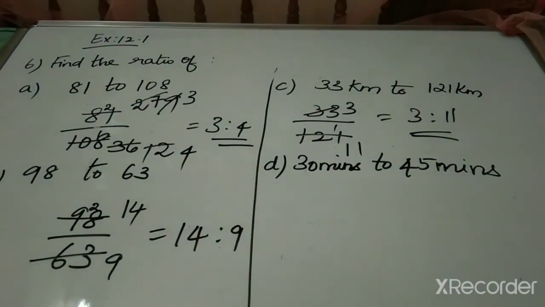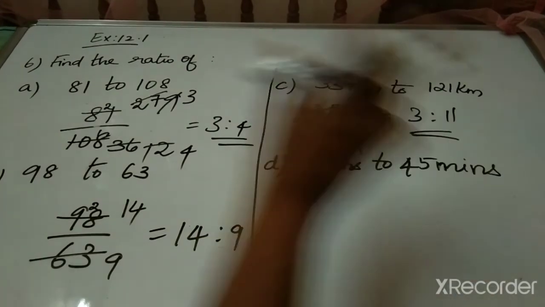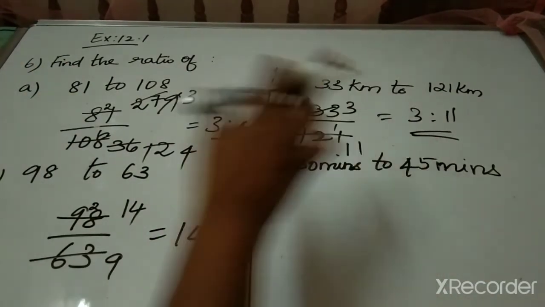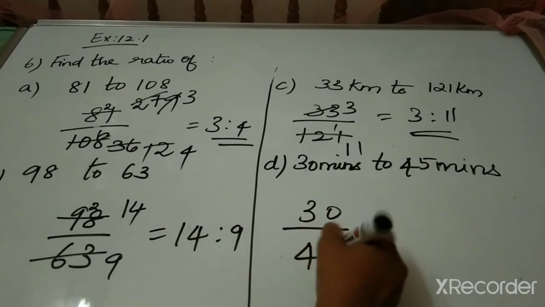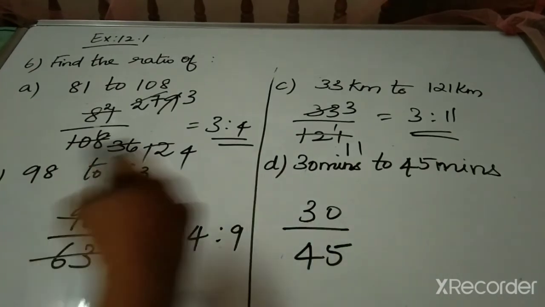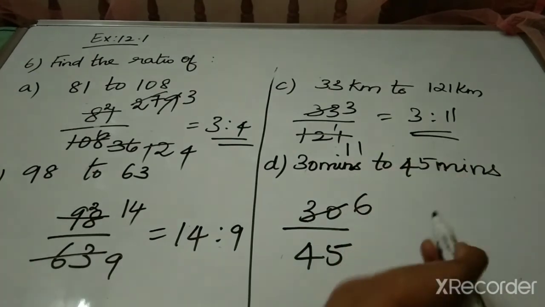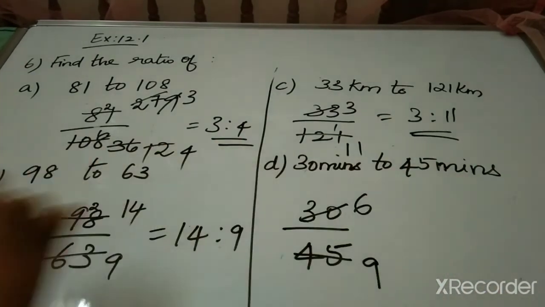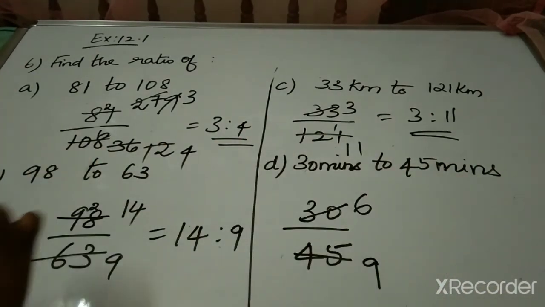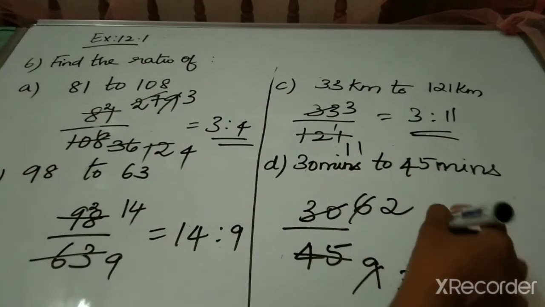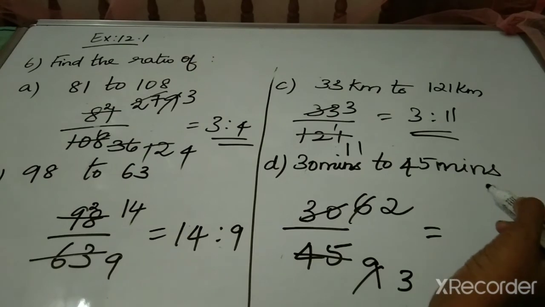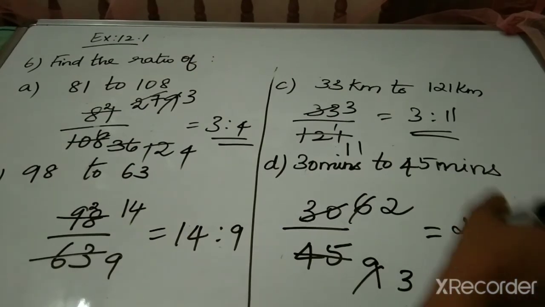Clear. Now next one, 30 minutes to 45 minutes. Both are in minutes, the same unit. So 30 divided by 45. 5 table I can cancel them. 5 6s are 30, 5 9s are 45. Now 6 and 9, 3 table. 3 2s are 6, 3 3s are 9. So we can write it as 2:3. Clear.